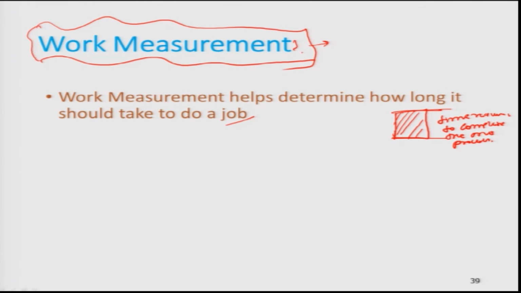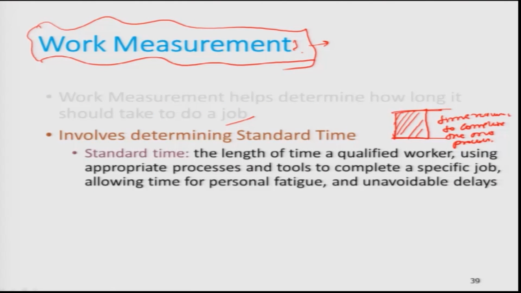Work measurement involves determining standard time. Standard time for each job or process is the length of time a qualified worker, using an appropriate process and tools, takes to complete a specific job, allowing time for personal fatigue and unavoidable delay. Okay. So, you will have to take into consideration personal fatigue, unavoidable delay and idle time in the calculation of standard time.